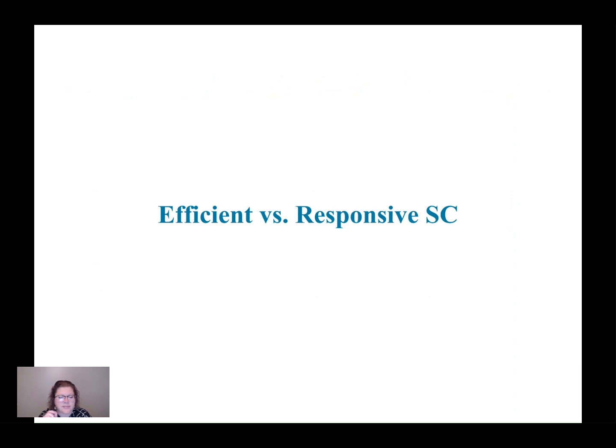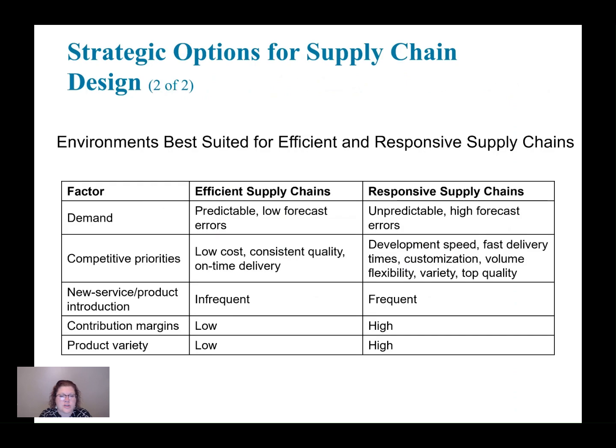So when we think about supply chain design, there's really two main strategies, though there are other versions within these two strategies. Let's talk about the two big ones: efficient supply chains versus responsive supply chains. So in an efficient supply chain, I'm trying to be low cost, consistent, and predictable. And this works really well for companies trying to compete on cost.